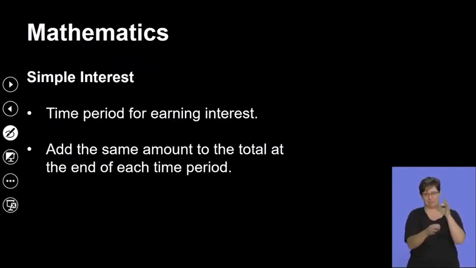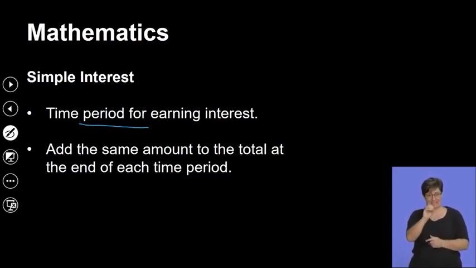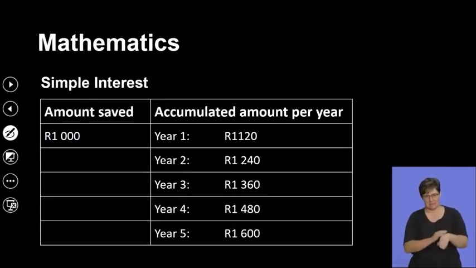And with simple interest, the main thing that mattered is the time period for earning interest, which was the N. And then remember that you add the same amount to the total at the end of each year. So if they give you interest that is 12% per annum on maybe 1,000 rand, it means you are adding 120 each and every year for the remainder of your investment or your savings.